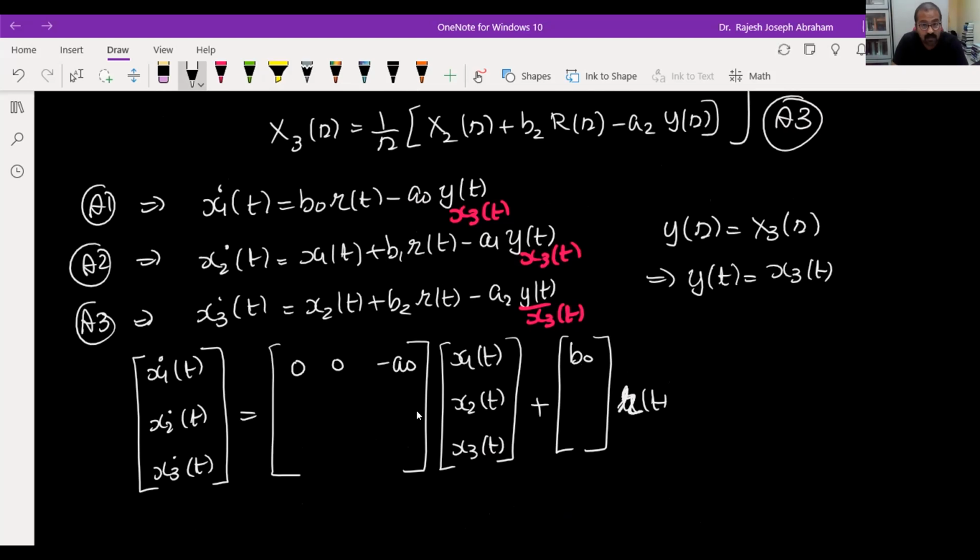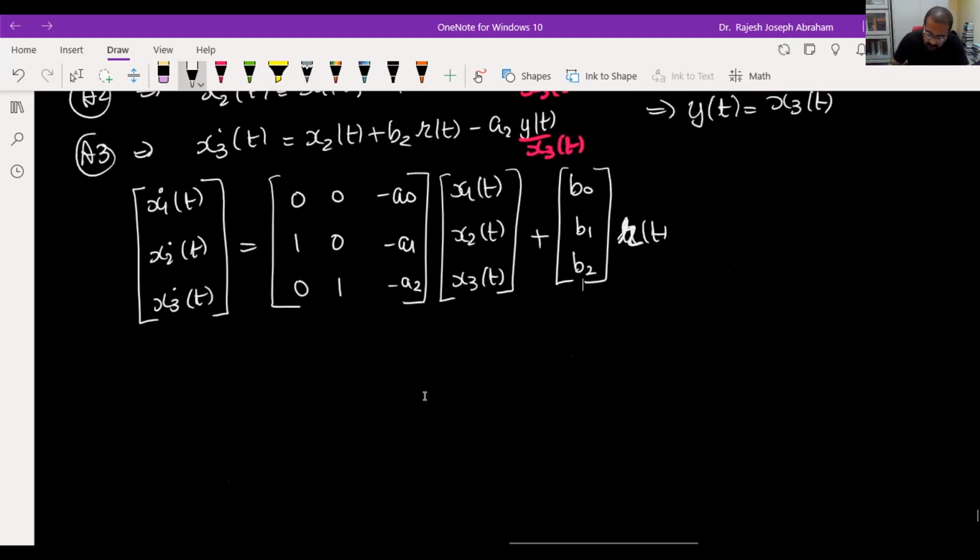Now what is x2 dot? x1 is there, so 1. Then this is minus a1 x3. The x2 term is absent, missing. And the corresponding input term is b1. Okay, and what is x3 dot? x2 plus, so there is 1 here. Then minus a2 x3, and the x1 term is missing. The last element is b2.